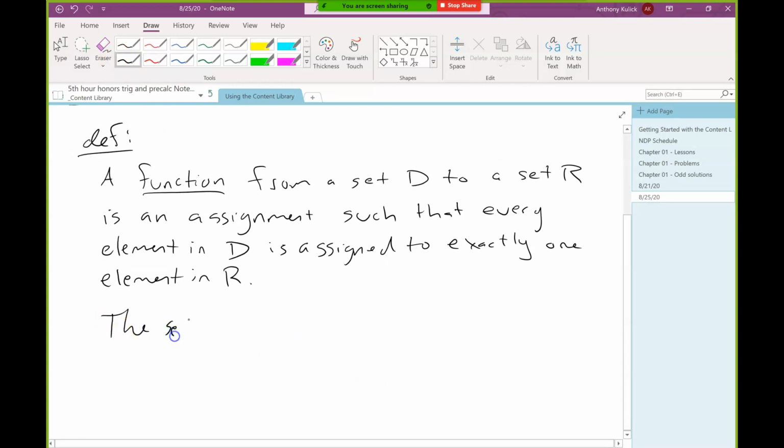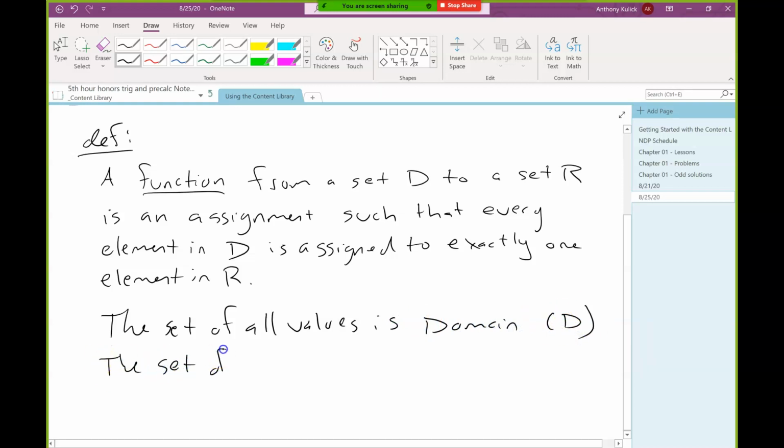So the set of all input values is the domain. That's the D above. The set of all output values is the range. That's that R from above.